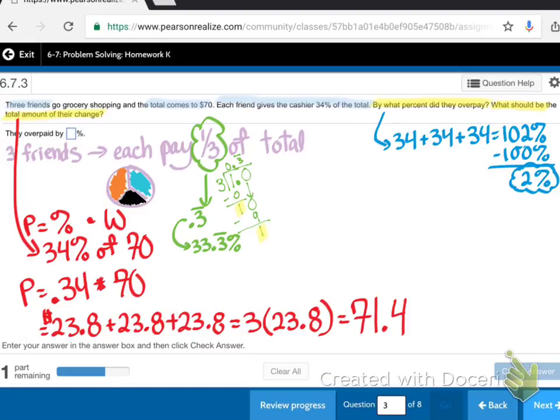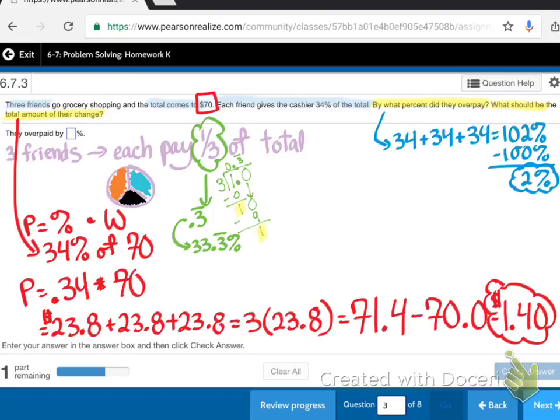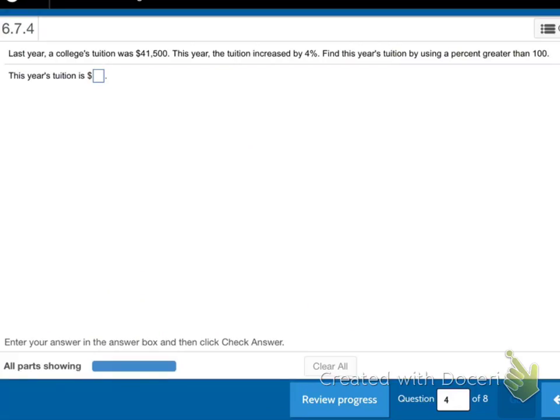So how much did they total pay? They paid $71.40. So if their bill is $70, they overpaid by how much? Well, I'm going to subtract the 70. They overpaid by $1.40. And then you go. You've answered the question.